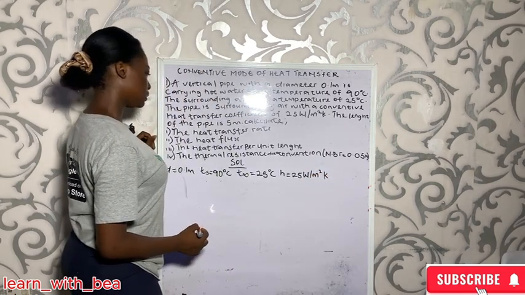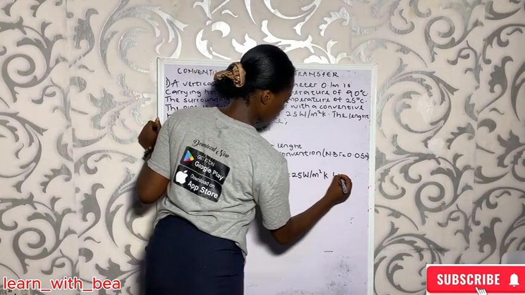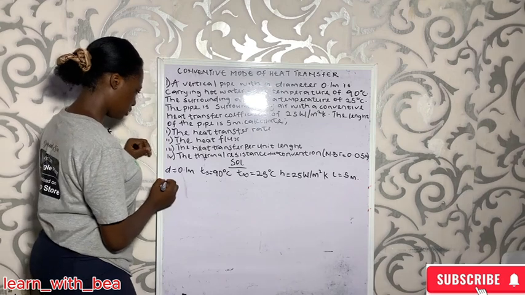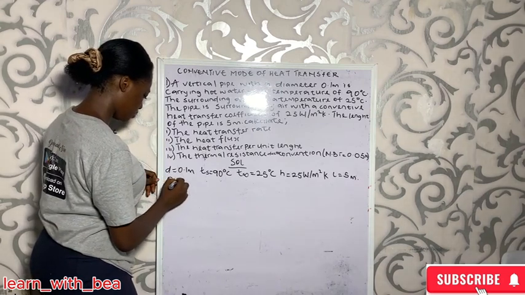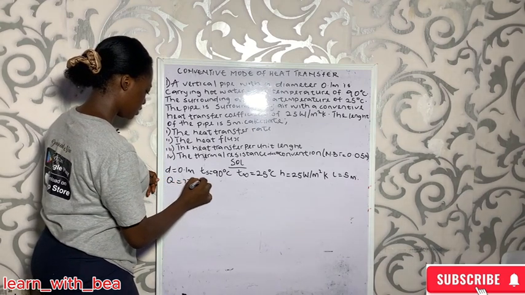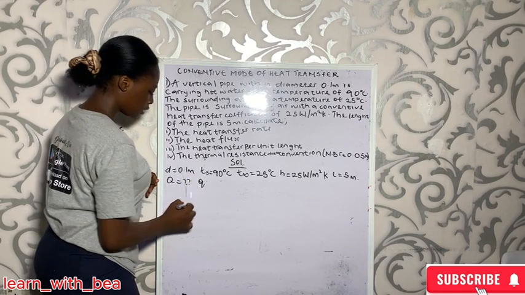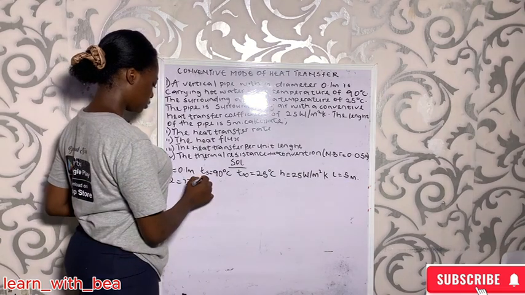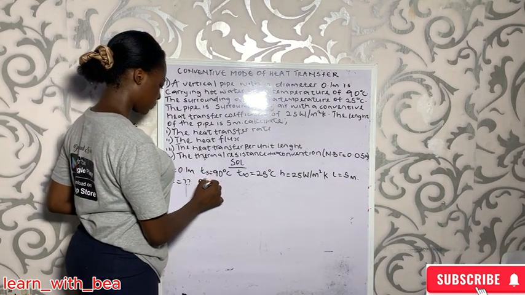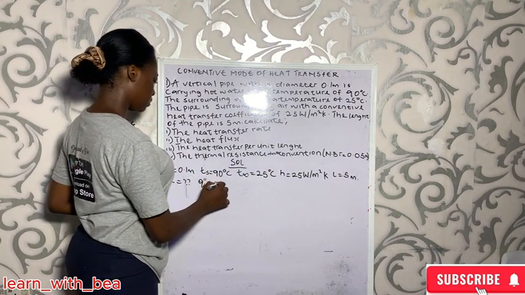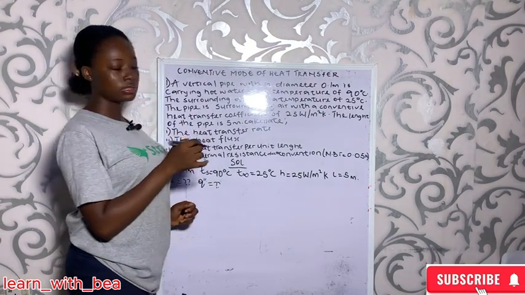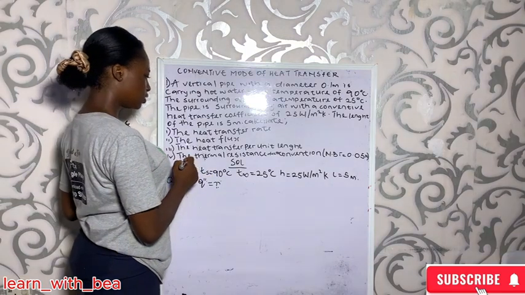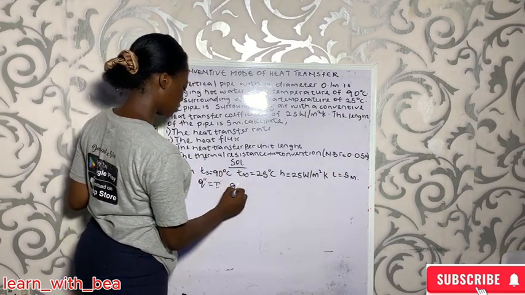Then the length of the pipe is 5 meter. So we have to calculate Q, and the heat flux. For units per area, we can denote it as this, which is heat flux. Our heat flux is our rate per area. Then the heat transfer per unit length, you can say just 1.